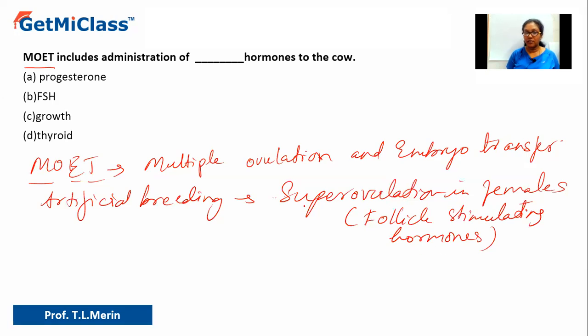So we are calling it a superovulation because this hormone, that is FSH, will induce this female to produce more number of ova. Okay, so it will produce multiple ova. That is why it is called superovulation. Usually they produce only one egg, but here they will produce multiple eggs. And after this, artificial insemination is performed.